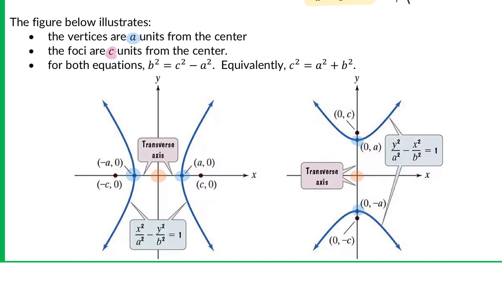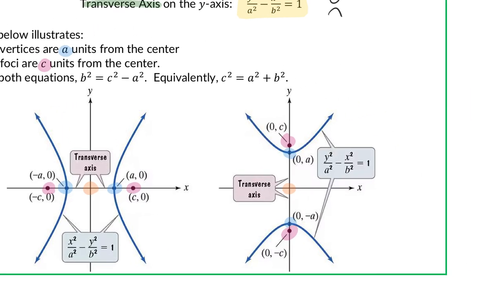The foci are still C units from the center. That's still nice because that was the same in the ellipse and the hyperbola. The foci are C distances away from the center, above or below. The formula to find C is a little bit different. This formula is exactly Pythagorean theorem. So if we were going to solve for C given the equation, it would be C equal to the square root of A squared plus B squared. What was the formula last class? Minus B squared. So the ellipse is minus, the hyperbola is plus when we're trying to find the C value, the foci.